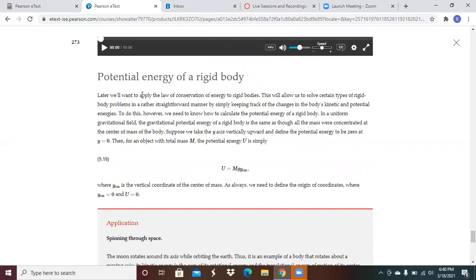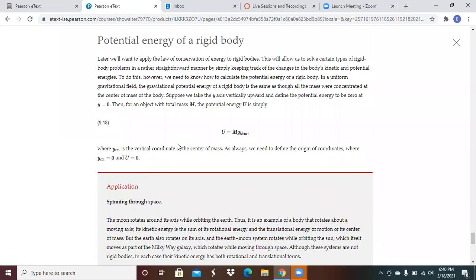So we're going to want to apply the law of conservation of energy to rigid bodies. This is going to allow us to solve certain types of rigid body problems in a rather straightforward manner by keeping track of the changes in the body's kinetic and potential energy. So to do that, we're going to need to know how to calculate the potential energy of a rigid body. If you have a uniform gravitational field, the gravitational potential energy of a rigid body is going to be the same as though all the mass were concentrated at the center of mass of the body.